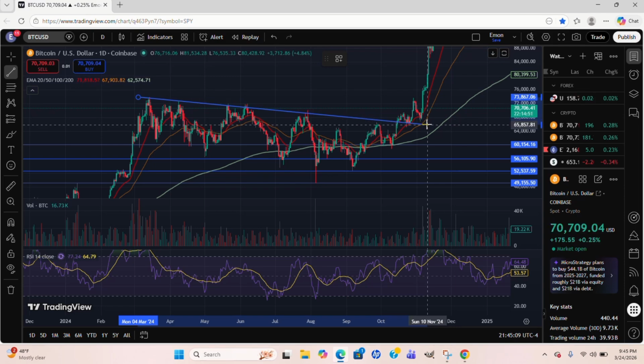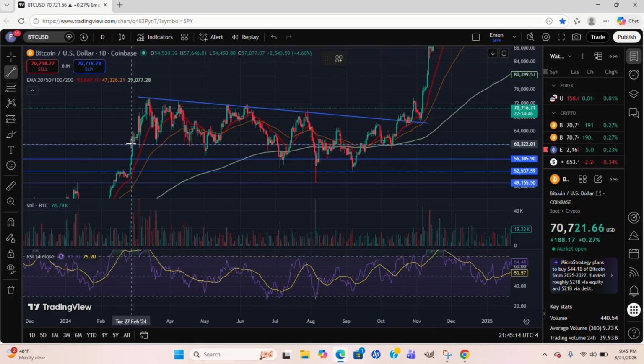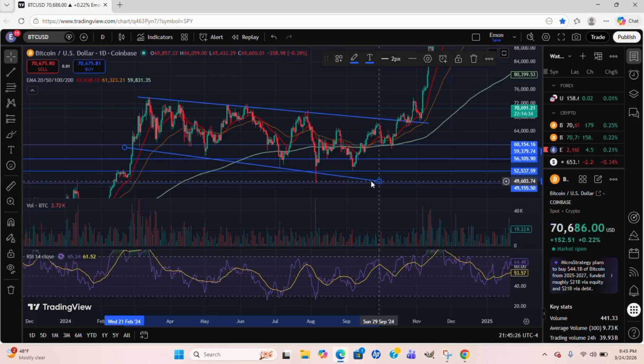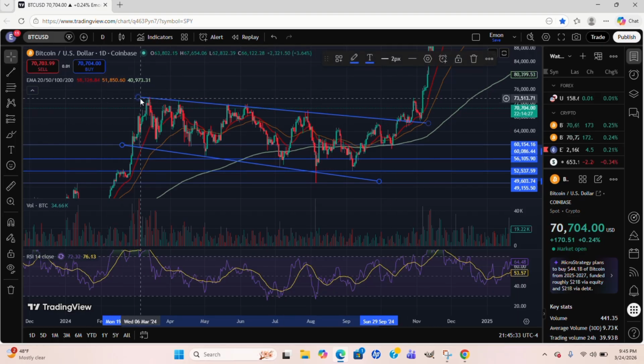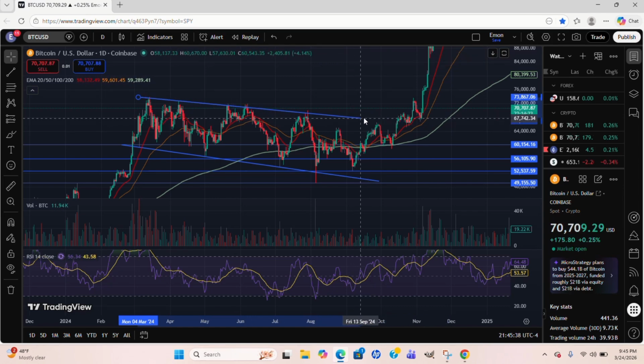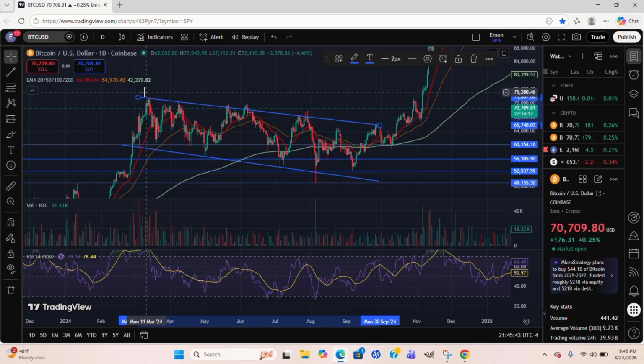I'm just going to roughly draw this again. It doesn't have to be accurate. Yeah, I should draw this like this. Okay. Yeah, it looked like it did some fake outs here.